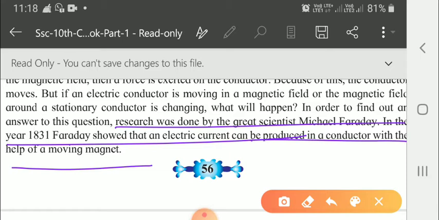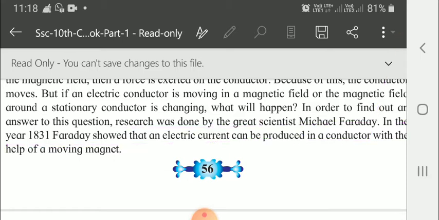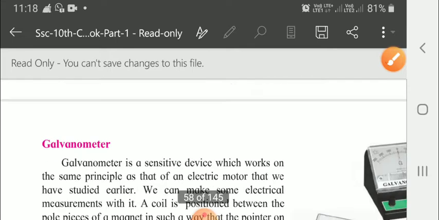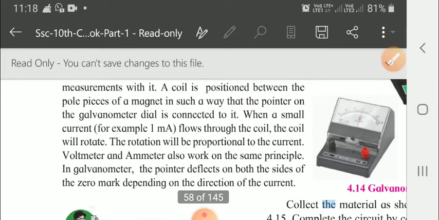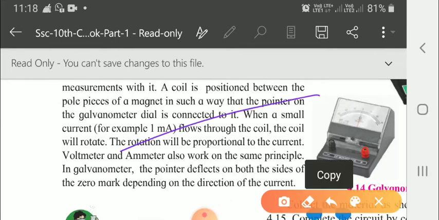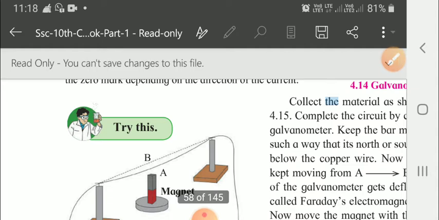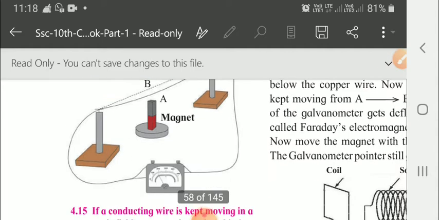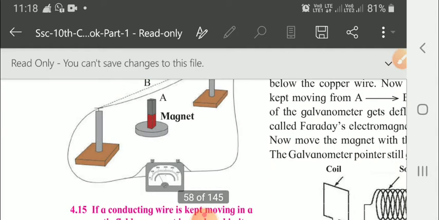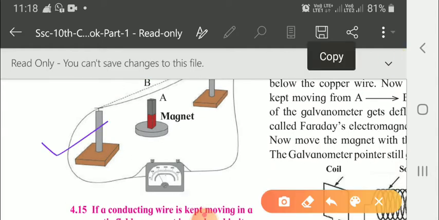Now, children, here, wait. This full part is cancelled for you. This also. So, let us see this diagram now. This diagram we are going to see.